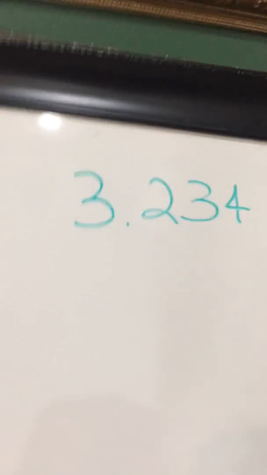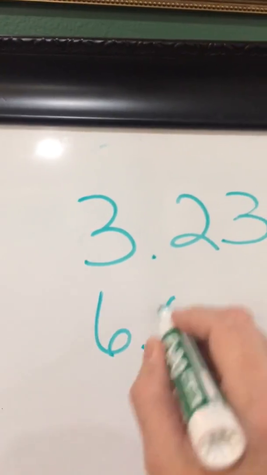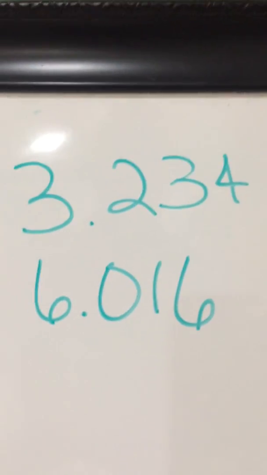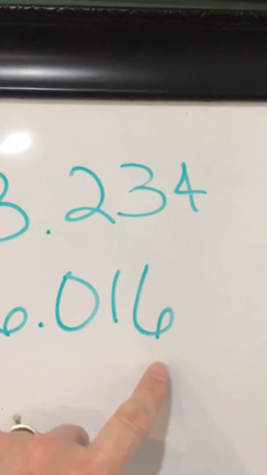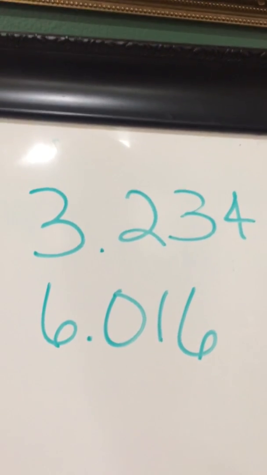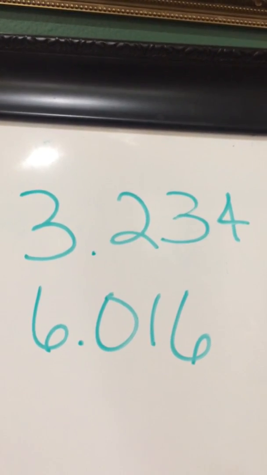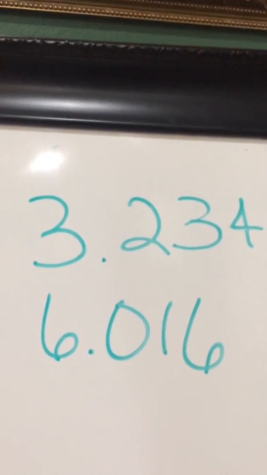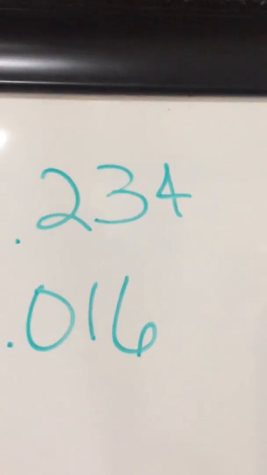Okay. Now what about here? 6.016. Okay. Rule number 1 says all non-zero numbers are significant. So we know this one, and this one are. What about the zero in between those? Rule number 3 says all zeros between two significant figures are significant. 1, 2, 3, 4. Okay.